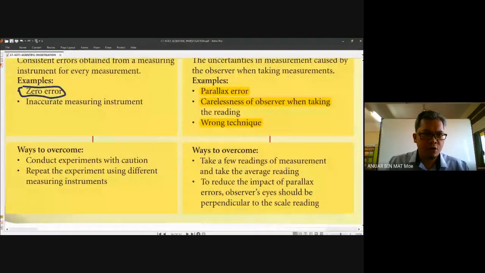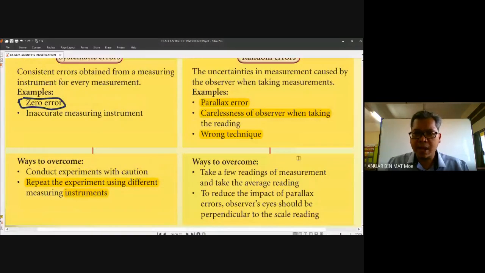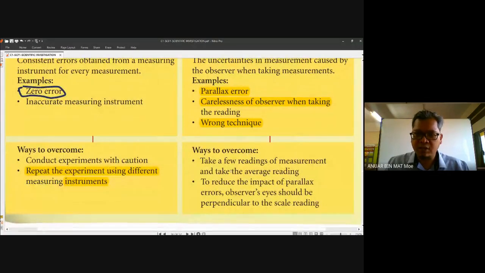For systematic error, conduct the experiment with caution and then repeat the experiment using a different measurement instrument. And then for random error, take a few readings and take the average reading. Do you know what is average? Maybe you take the same reading 3 times, sum up all the readings, and then divide it by 3. You cannot just take one measurement; take more than one, maybe 3.